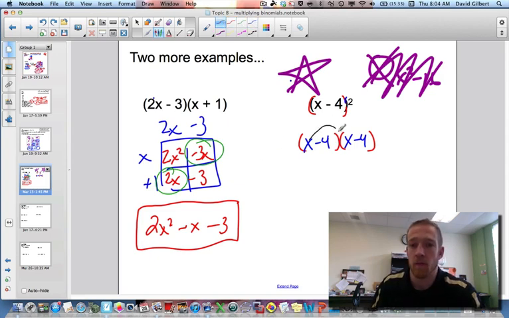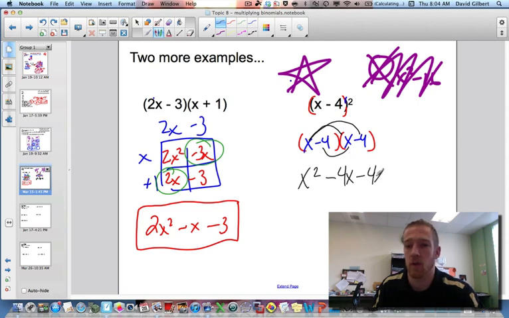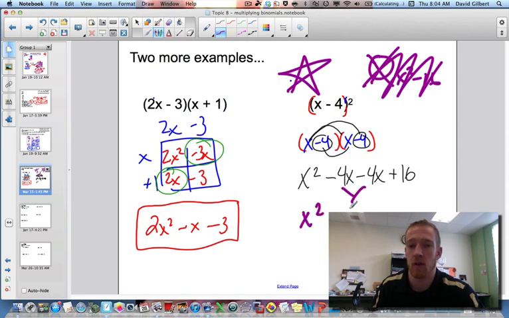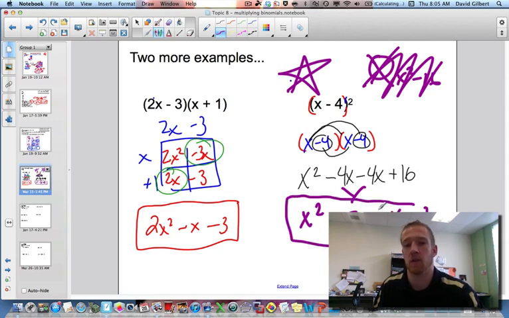We get x times x is x squared. X times negative 4 is negative 4x. Negative 4 times x is negative 4x. Negative 4 times negative 4 is a positive 16, right? Because it's a negative times a negative. Now we combine any like terms, and that gives us x squared. These combine to a negative 8x minus 4 and minus another 4 plus 16. There we go. That's the result.